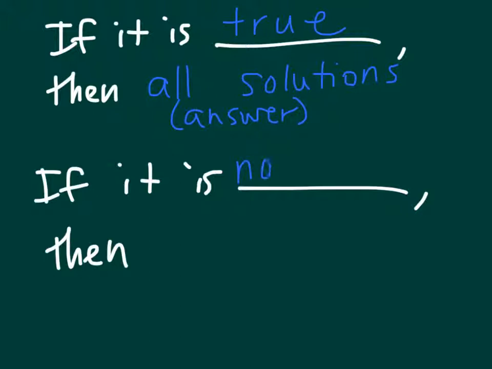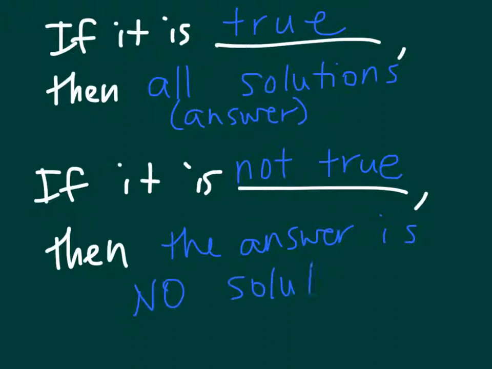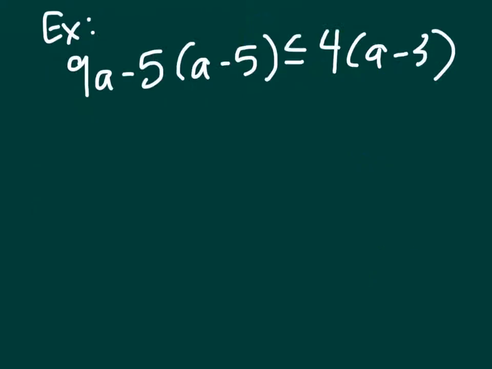If it is not true, or false, then the answer is no solution. It means that there's nothing that that variable can be that would make it true. Let's look at some examples.